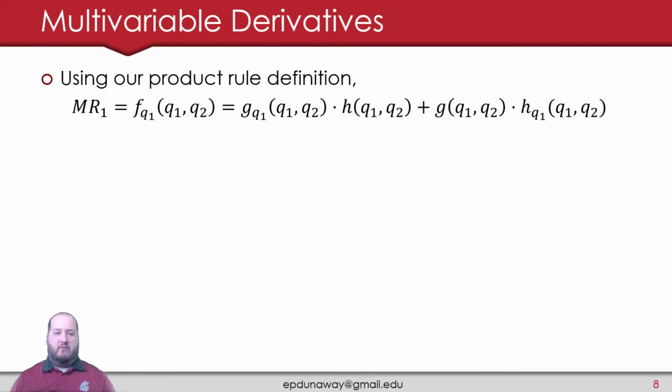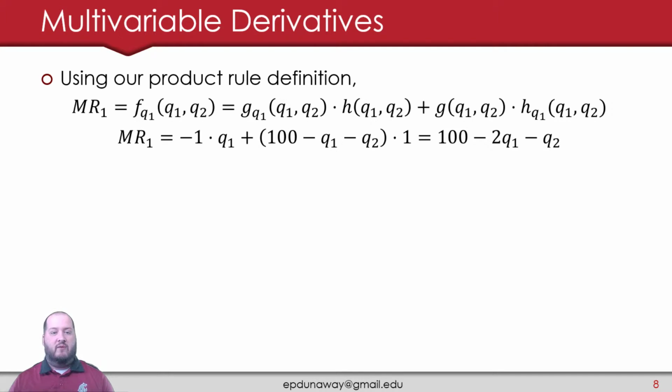Going back to our product rule definition, remember it's just the derivative of the first function times the second function plus the first function times the derivative of the second function. Plugging in all of our values, we have negative 1 times Q1 plus 100 minus Q1 minus Q2 in parentheses times 1, and all of that together equals 100 minus 2Q1 minus Q2. That gives us the marginal revenue for firm 1.